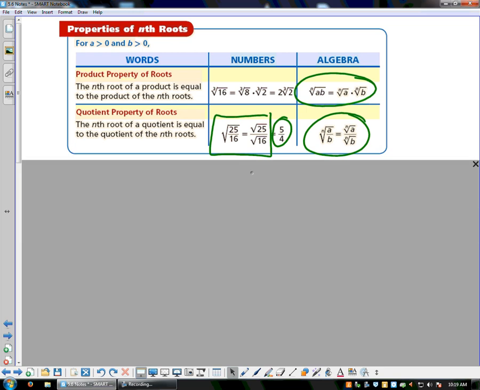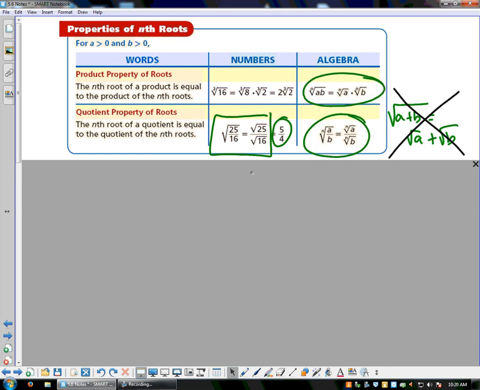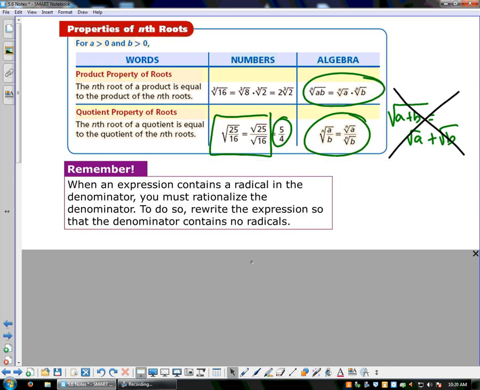By the way, before I go on, that does not work with addition or subtraction. You can't say, oh, square root of a plus b is equal to square root of a plus square root of b. That just does not work. Don't try that with addition or subtraction, but it does work with multiplication, as we see here, and with division. All right? Okay, moving on.